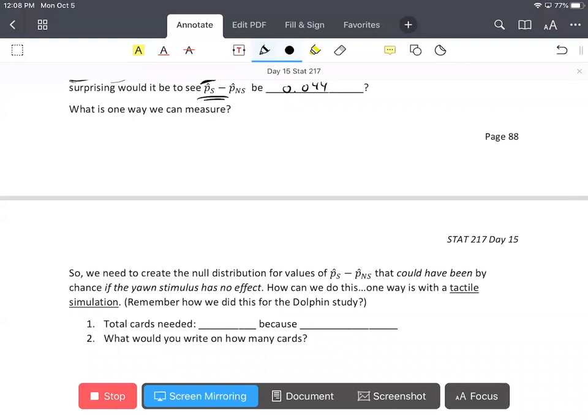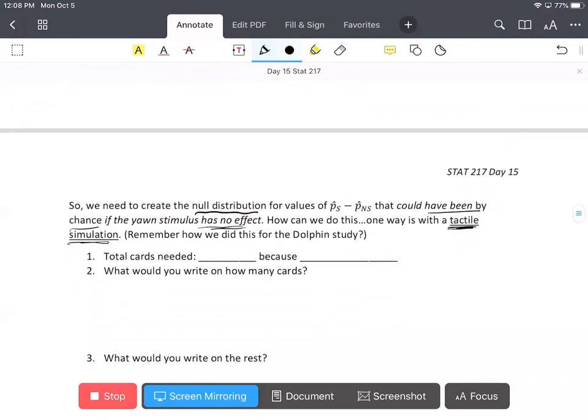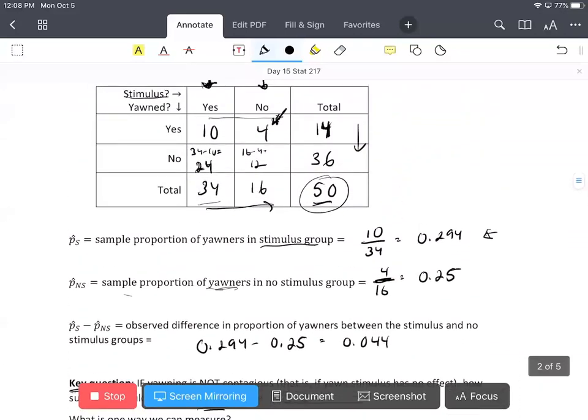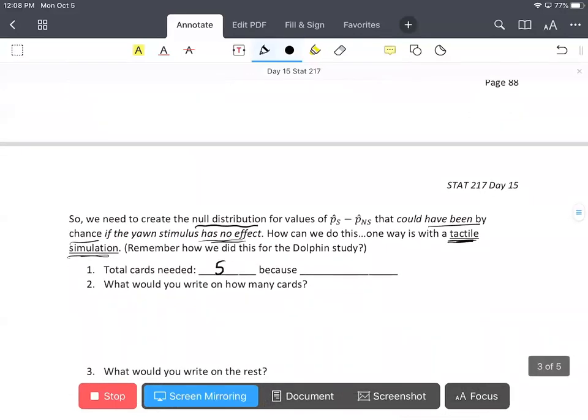Remember, what we want to do is create a null distribution for the values of p hat sub s minus p hat sub ns that could have been by chance if the yawn stimulus has no effect. So we can do it by a tactile simulation, just like we did with the dolphins. So this is very similar to what we did for the dolphin study. Total number of cards, total cards needed. Well, remember, we're going to need the total. If you get confused, go back up and think, well, how many participants did we have? Well, we had 50 total. A total set in the study, and we also can see it in the chart because there were 50 participants.